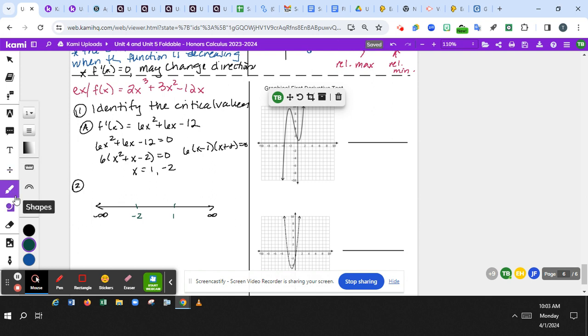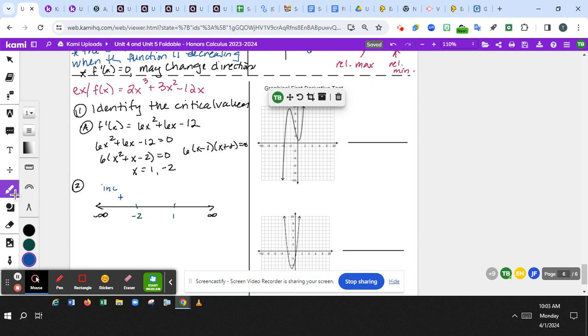And then I'm going to test values on my intervals in my derivative. So I need a number less than negative 2. My choice is negative 3. If I plug in negative 3, I get positive 6. Then negative 3 minus 1 is negative 4, and negative 3 plus 2 is negative 1. So I have a positive times a negative times a negative, which works out to be a positive. And because it's positive, it's telling me that my function was increasing.